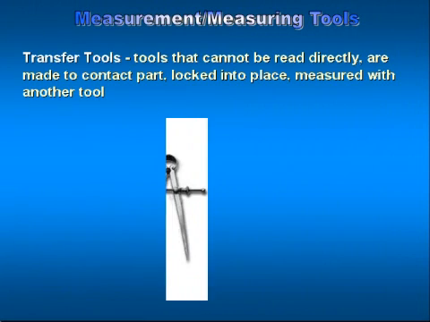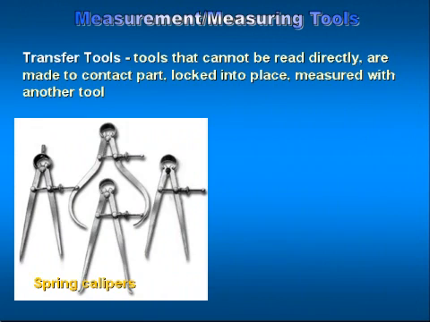Measurement and measuring tools. The examples here are transfer tools. These are tools that cannot be read directly. These tools are made to contact parts. They're locked into place, and then this is measured with another tool.